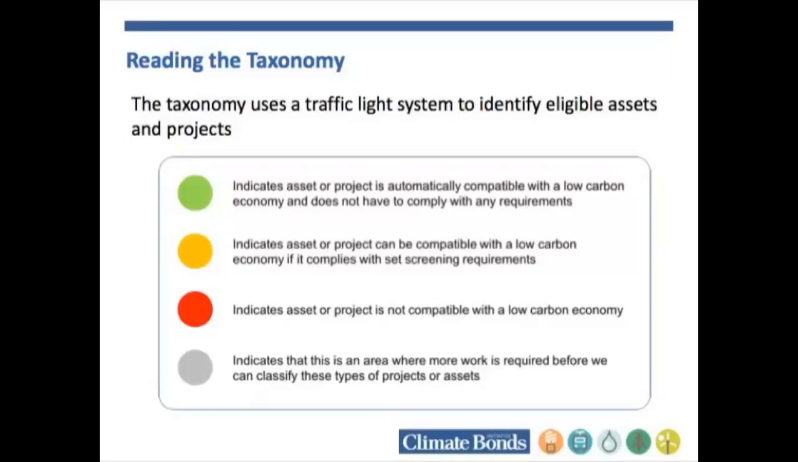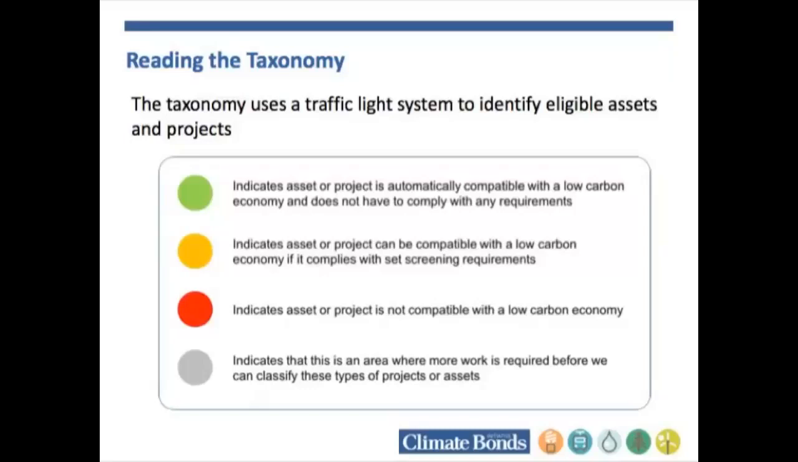Red indicates the opposite of green: no matter what the performance of that asset or project is, we don't see it could ever be compatible with a low carbon economy, and it shouldn't be included in green finance. So when Monica comes to talk about the green bond methodology, she'll explain that if there's anything marked in red there, that would be an automatic exclusion on our database.